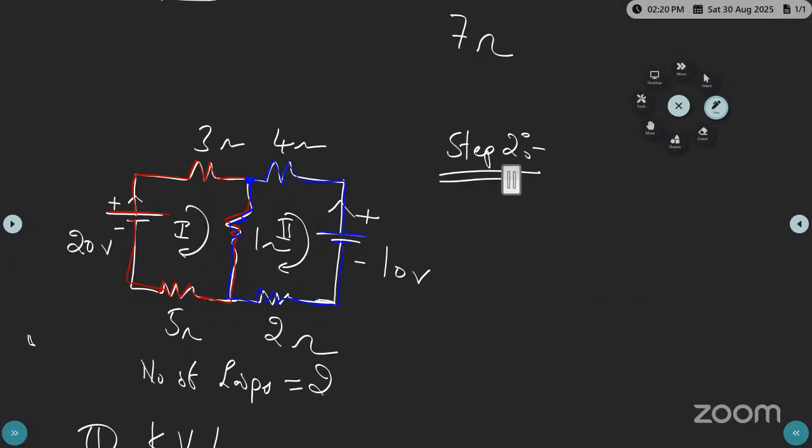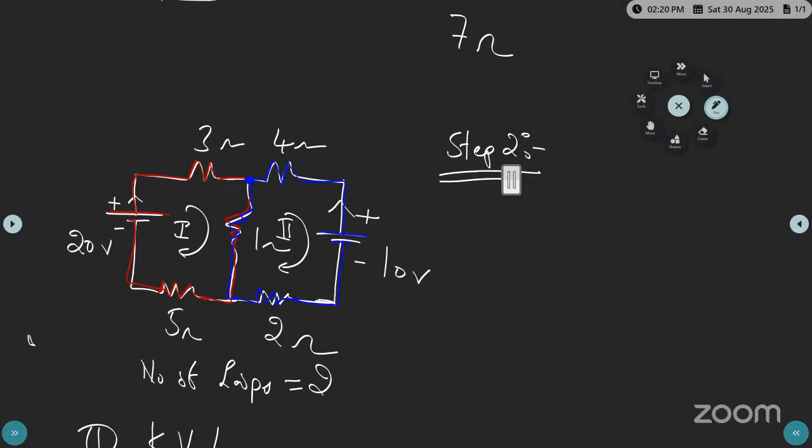Okay. Where is loop 1? This one. It's a red line. Red line is nothing but loop 1. In second step, what you have to do? See, for the voltage source, plus and minus symbol is available. For resistor, where is plus and minus symbol? Not available. Now, in second step, what we have to do?